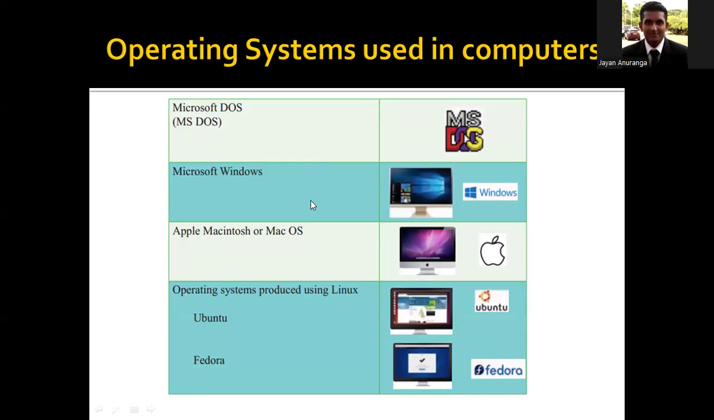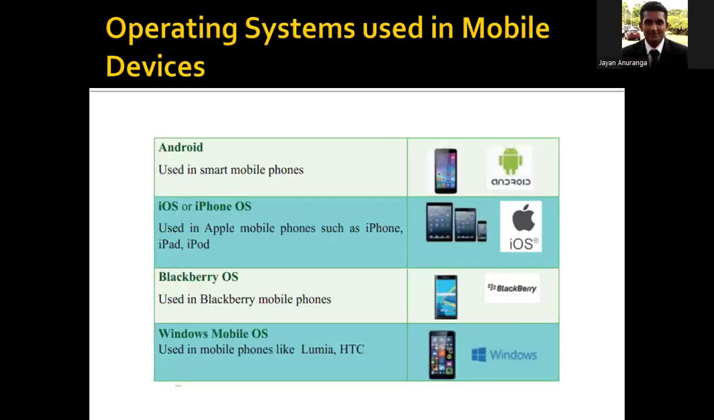Microsoft DOS. It is an early release of Windows. Microsoft Windows, Apple Macintosh or Mac OS, Ubuntu, and Fedora. Those are open source software, Ubuntu and Fedora. Then what are the operating systems used in mobile devices?